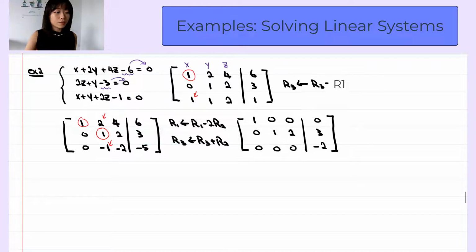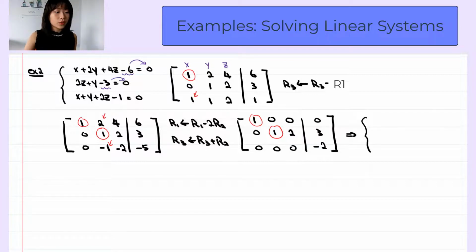Now we have an augmented matrix in reduced row-echelon form. We have the first pivot here, and the other 2 entries are 0. And the second pivot is here, and the other 2 entries in the second column are also 0. So what does this matrix tell us?